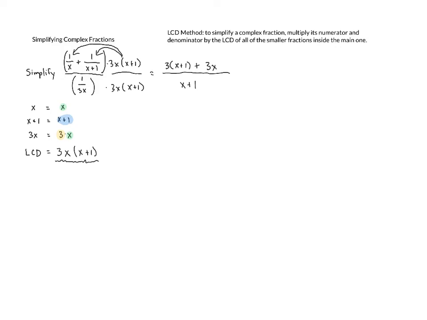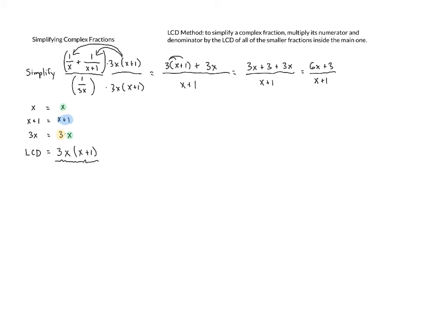The last thing we need to do here is get rid of the parentheses by distributing, combine like terms, and see if anything else can be simplified. So let's distribute this 3. That gives us 3x plus 3, and then plus the other 3x over x plus 1. When we combine like terms, 3x plus 3x gives us 6x. So we've got 6x plus 3 over x plus 1.